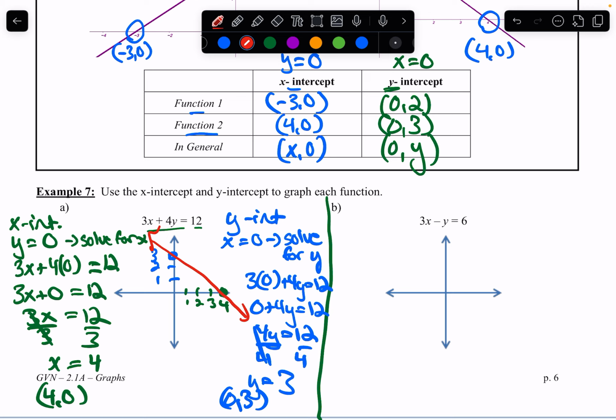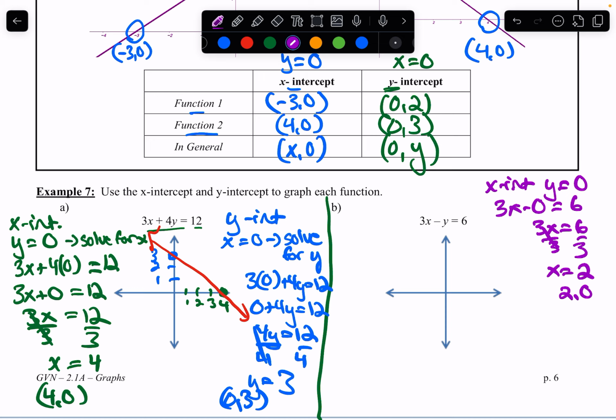We've got one more example. We're going to do the exact same thing. Again, feel free to pause the video and try it on your own. We're going to start with the x-intercept, setting y equal to 0. 3x minus 0 equals 6. 3x equals 6. Dividing by 3, x equals 2. So our x-intercept is (2, 0) right here.